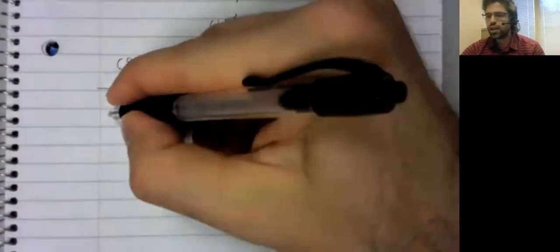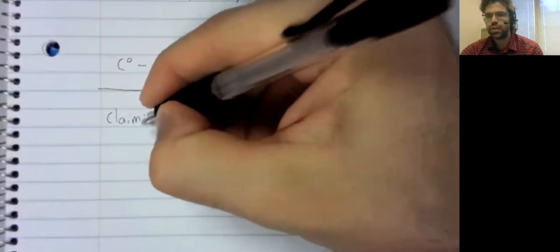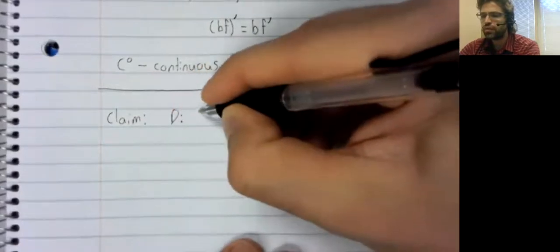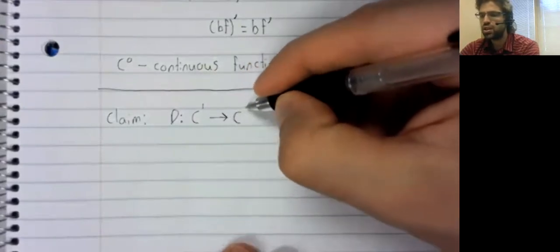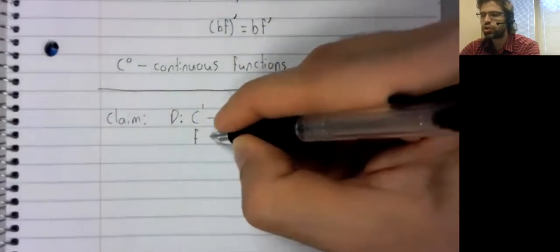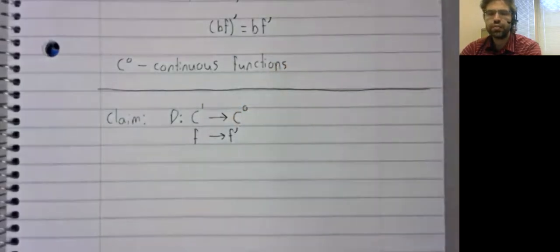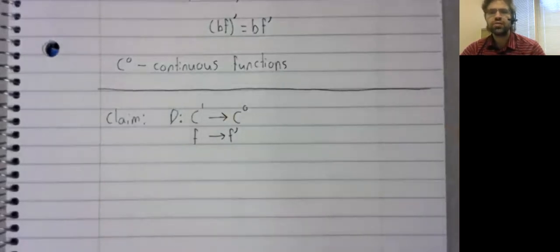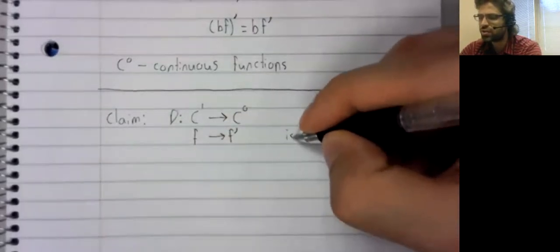And we claim that the transformation from C1 to C0 that maps a function to its derivative is linear. And this comes straight from calculus.